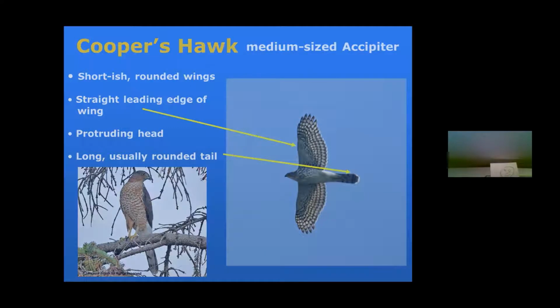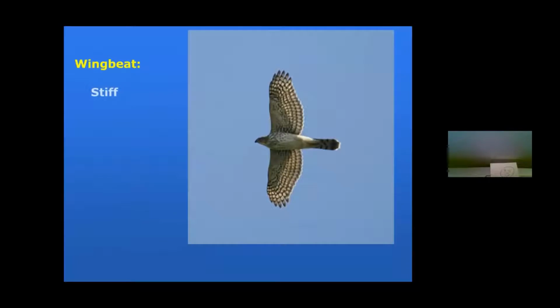Wing beat, stiffer than the Sharpie. This is relative to the Sharpie. Shallow. Shallow means it's not flapping its wings down really, really low. It's taking a shallow wing beat. And slower. So again, how do you know the difference? Well, you've got to see a lot of them and compare in your own mind. I'm just giving you the clues for what to look for.